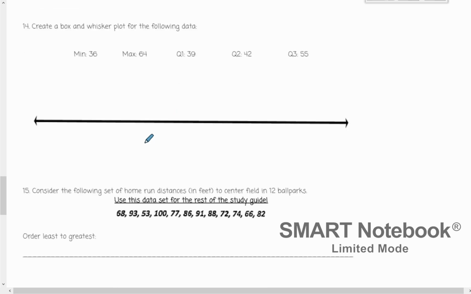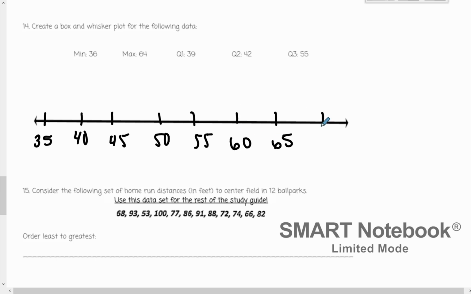Box and Whisker Plot. Now we need a number line. This number line has to count by equal intervals. So our min is 36, our max is 64. We are basically going to have to count from like 35 to 65. So I'd say let's just count by fives. Here we have 35, 40, 45, 50, 55, 60, 65, 70.